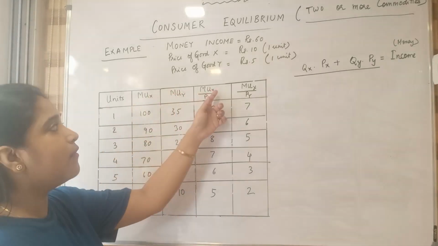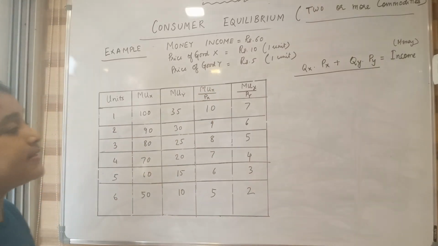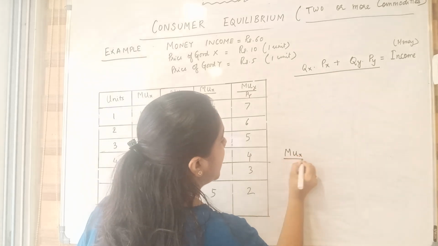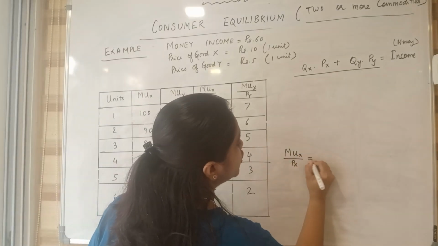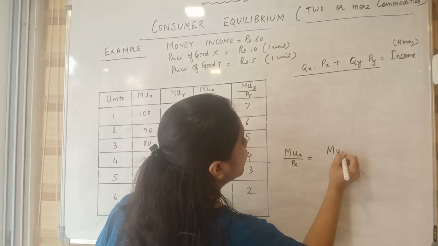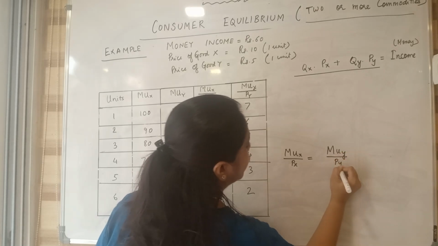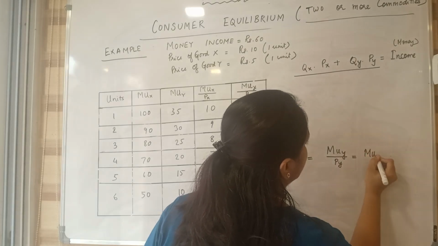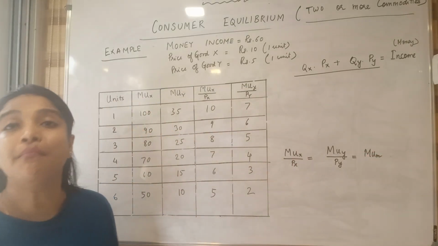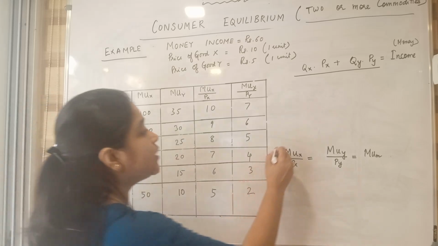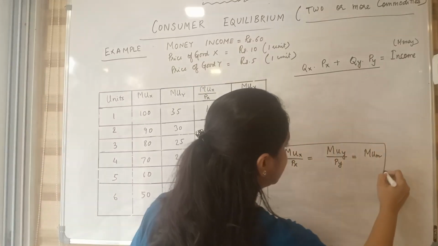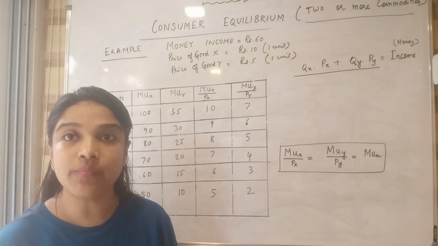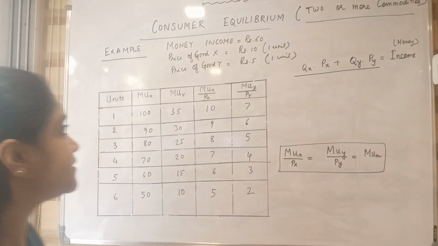Now, we have to find out a situation wherein MUX upon PX should equalize MUY upon PY, because that will help us to equalize it with the marginal utility of money expenditure. So this equation has to be satisfied to arrive at consumers equilibrium in case of two or more commodities.